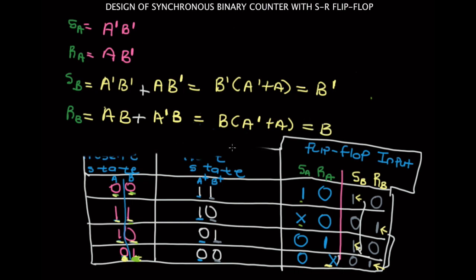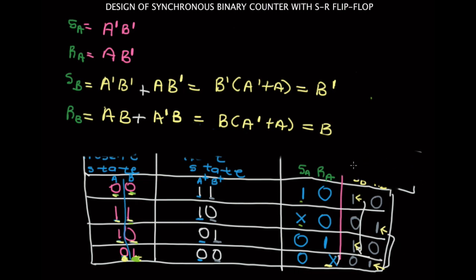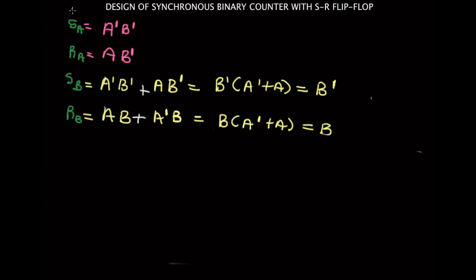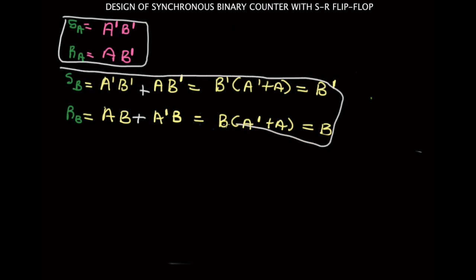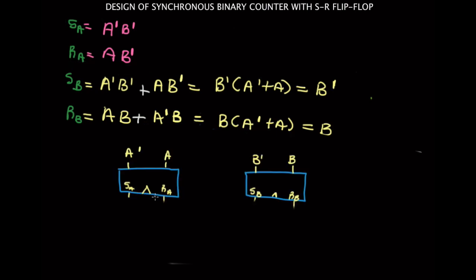Right, now we have the flip-flop input equations, and the only thing we need to do is design it, which should be the easiest part. I want you to remember we have two flip-flops, which are the SR flip-flop for A and the SR flip-flop for B. Since this is a synchronous binary counter, the two clock inputs of the flip-flops are going to be connected to the same clock.